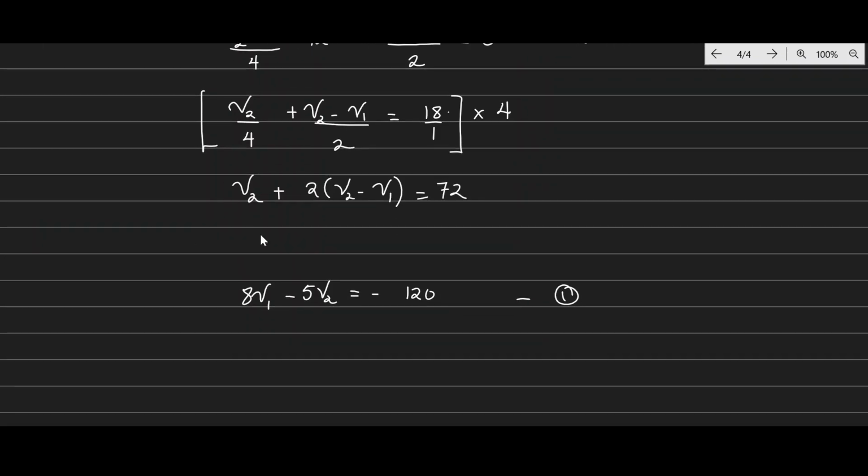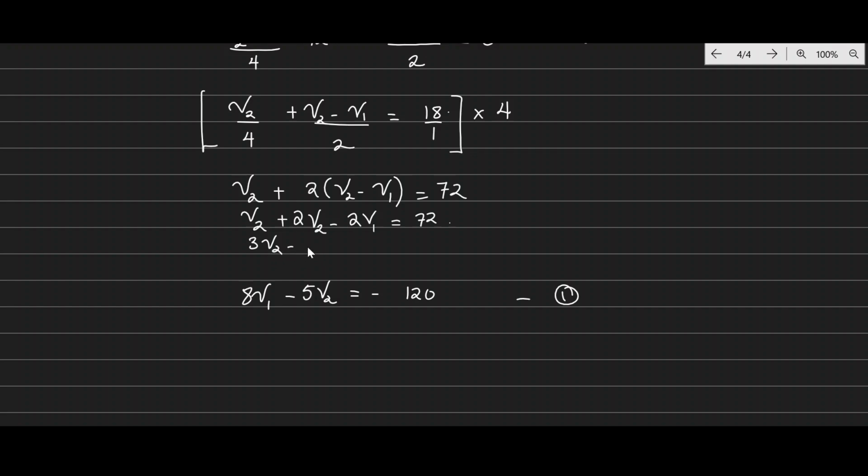All right, so now let us simplify this. If we simplify this, we have V2 plus 2V2 minus 2V1 equal to 72. And this now becomes what?